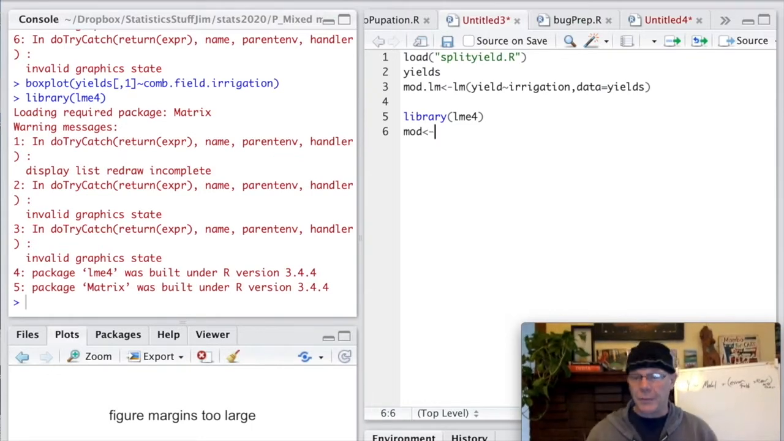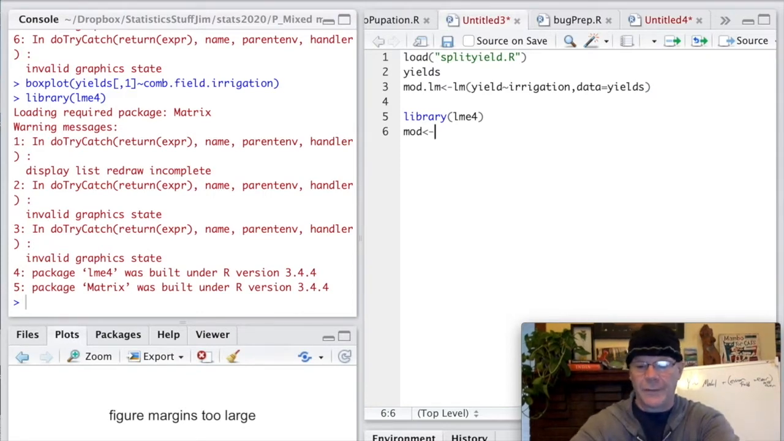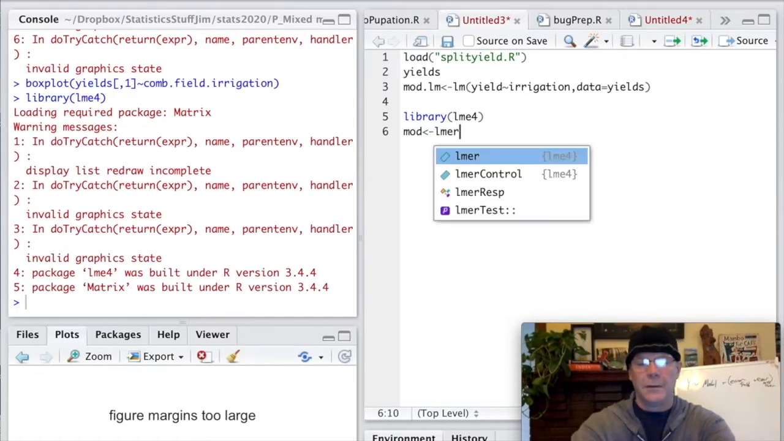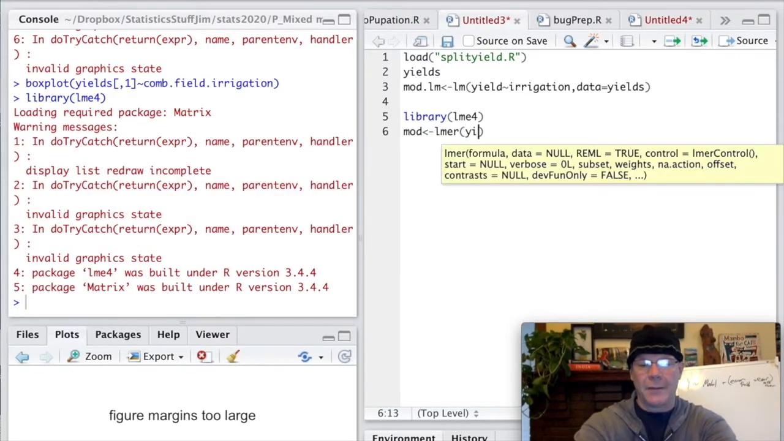And now since we're going to do a mixed effects model, we're not going to use lm as the function. We're going to use lmer. Elmer is what often the kids refer to it as. So we're going to set up an lmer where again we're going to have yield as being some function of irrigation. And then our data again will be yields.